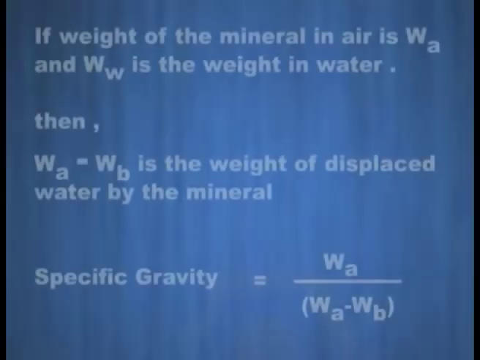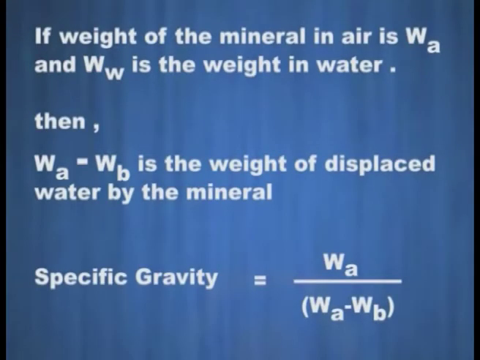Irrespective of the method, the basic principle involved in the measurement of specific gravity is that the specific gravity of a mineral is the ratio of the weight of the mineral to an equal volume of water. If the weight of the mineral in air is Wa, and its weight in water is Ww, then Wa minus Ww is the weight of displaced water by that mineral. The specific gravity therefore will be equal to Wa divided by Wa minus Ww.